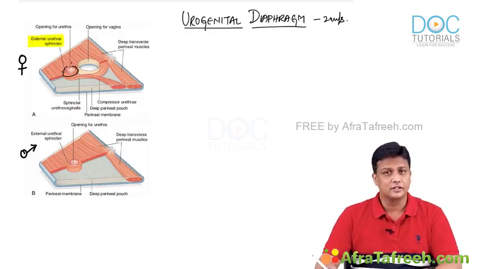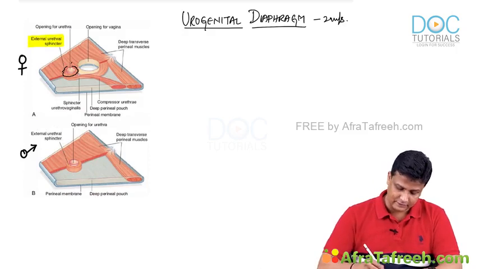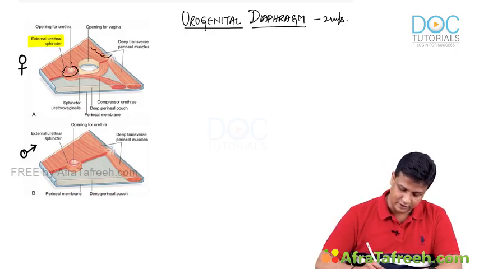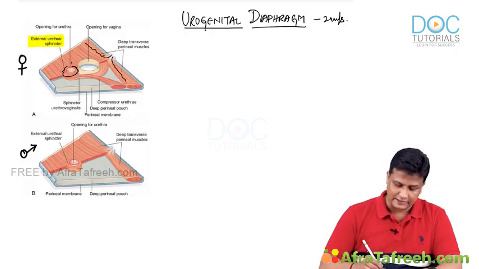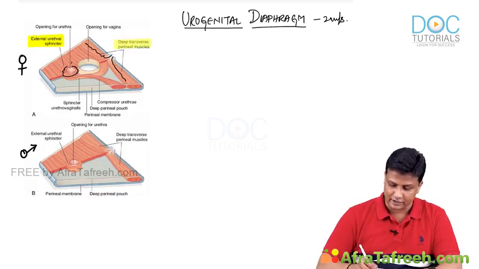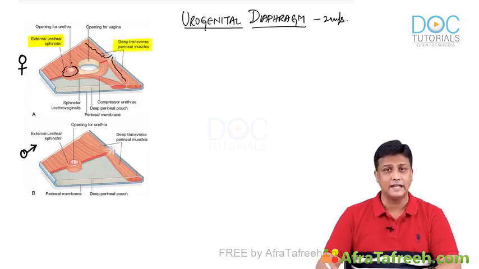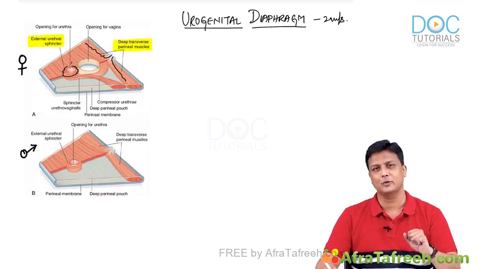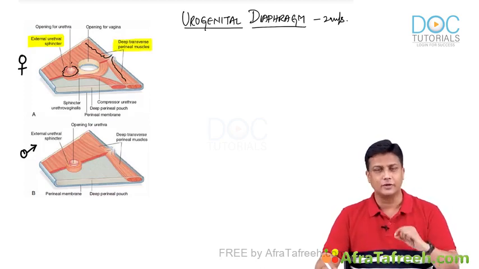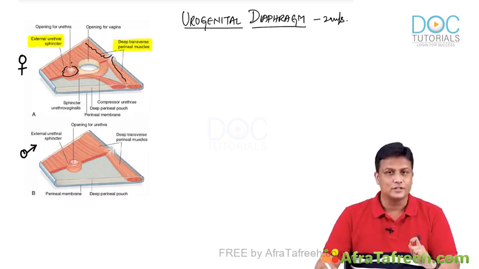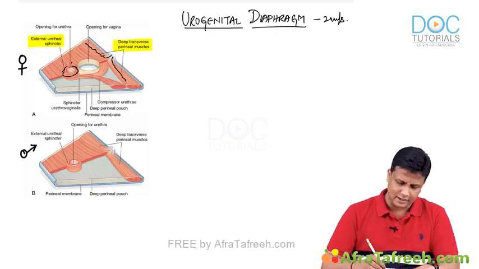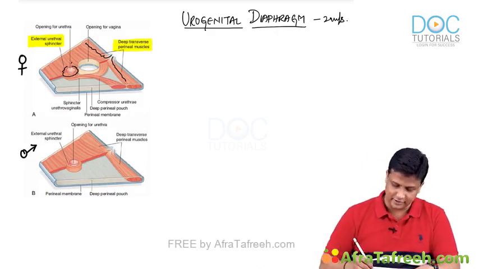External urethral sphincter muscle. And then one more, there is a muscle which is actually traveling transversely, and this one will be referred to as your deep transverse perineal muscle. Deep transverse perineal muscle. These two muscles are the ones which are contributing to the formation of the urogenital diaphragm. And exactly the same thing in the males also. Let's see once and the concept will become clear.